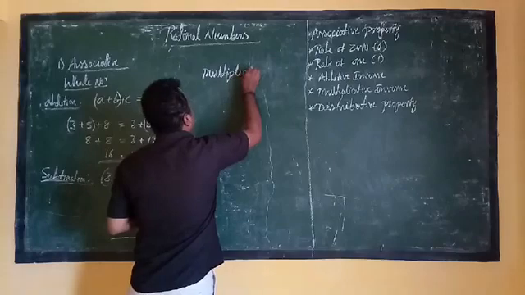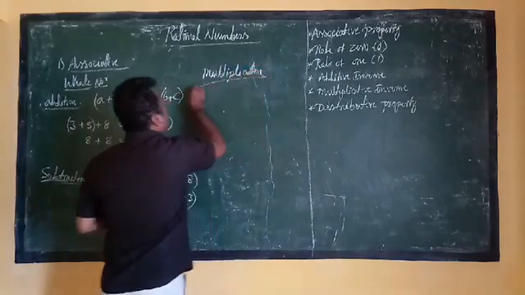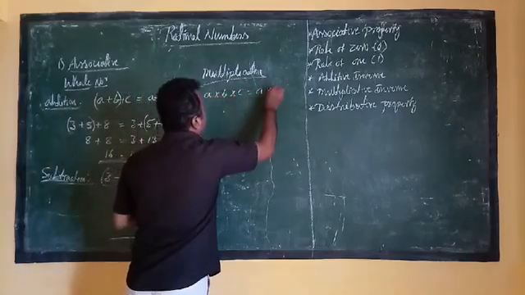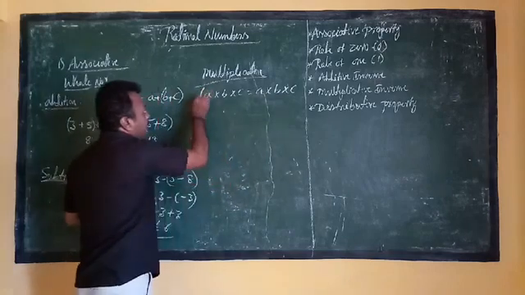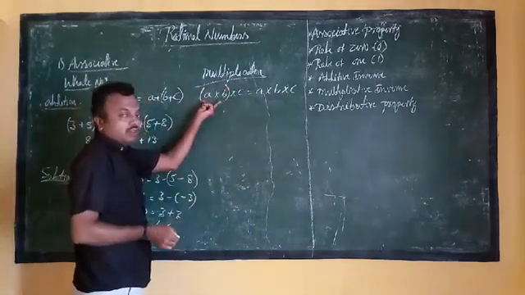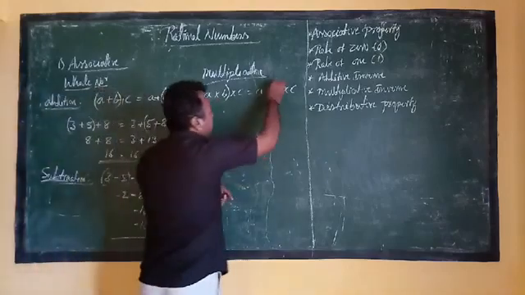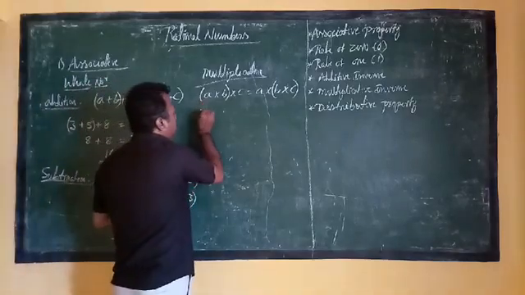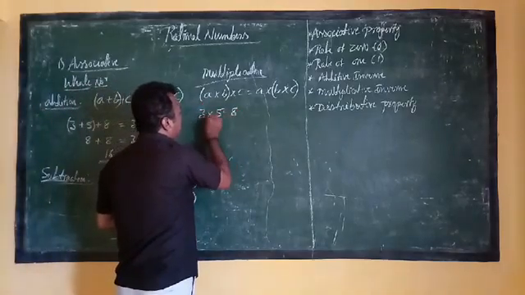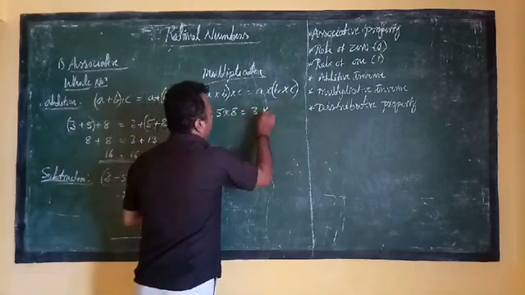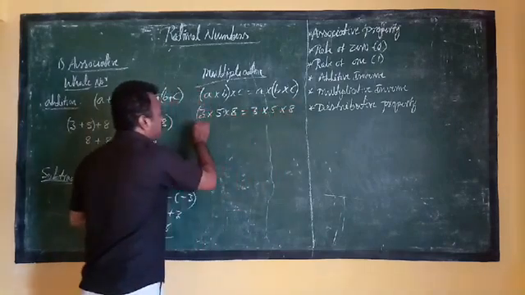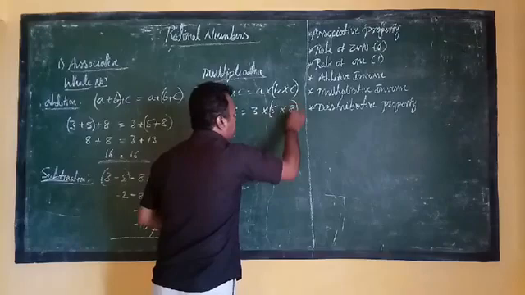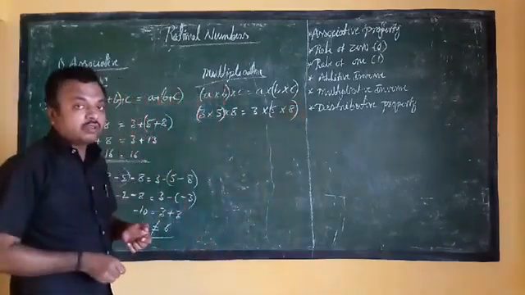In multiplication, see students, the same result: A into B into C equals A into B into C. I will make different groups on the LHS and RHS sides. Firstly I will group the first two numbers on the LHS side, and next the last two numbers on the RHS side. Next I will take the example 3, 5, 8.